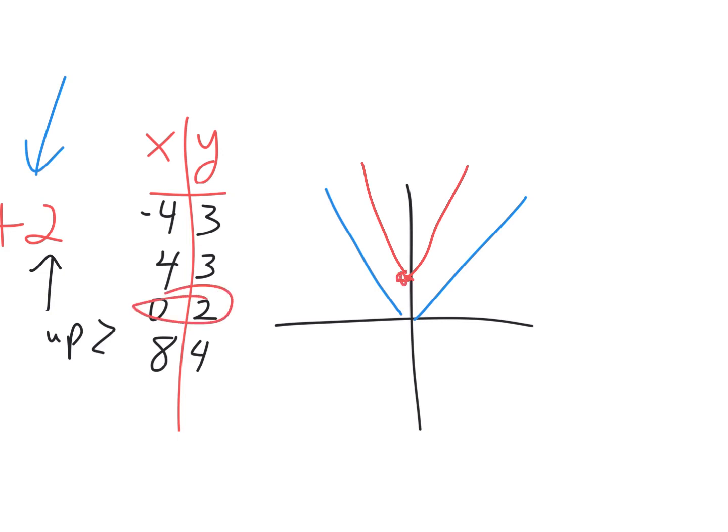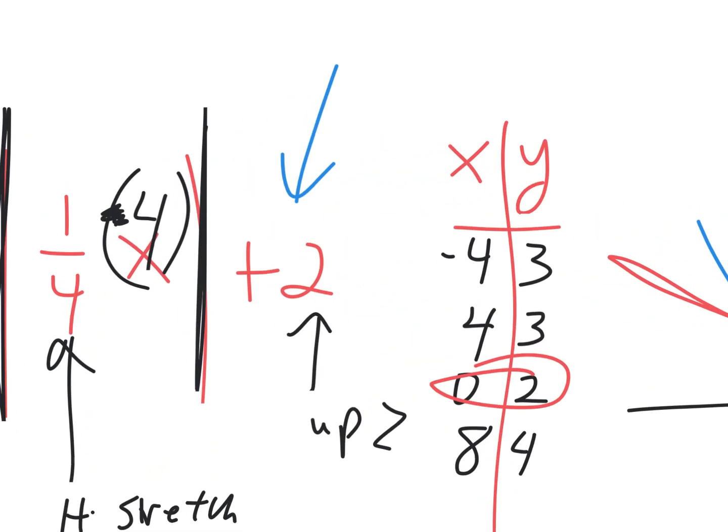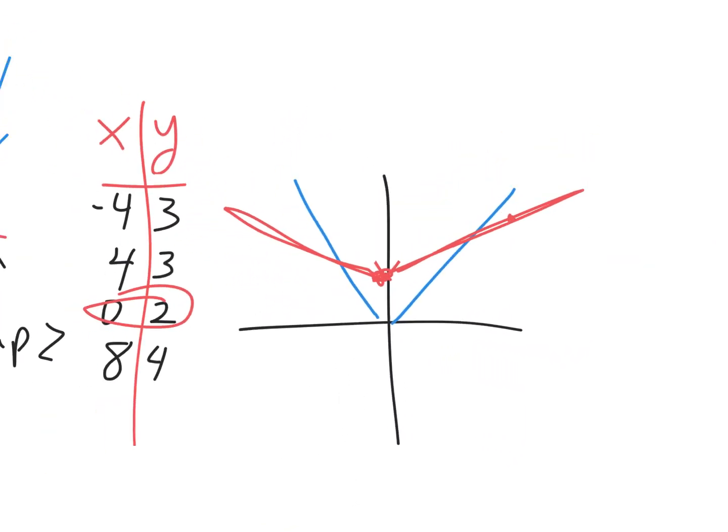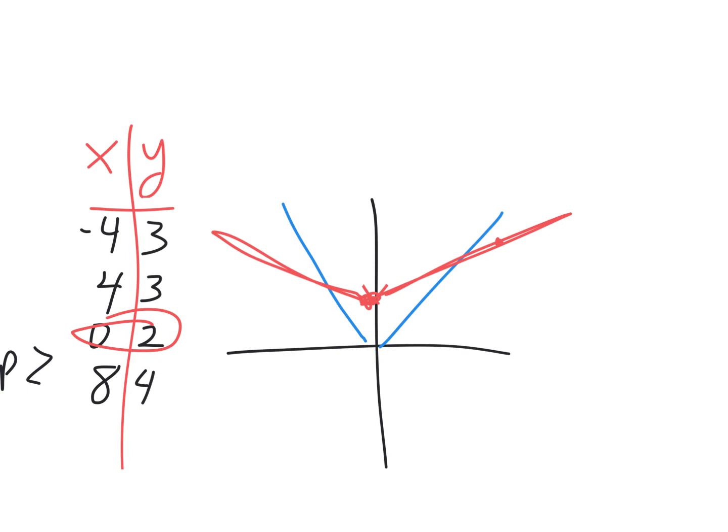0, 2 is right there. 8, 4. Well, that's not actually very steep. It's almost like the V shape got way wider than it used to be. Well, that's what that weird 1/4 on the inside does, it makes it 4 times as wide. That's why my V shape here is very split up. Like the V is opened up a lot. Okay, so if I go over 4 and up 3, that might be like there.